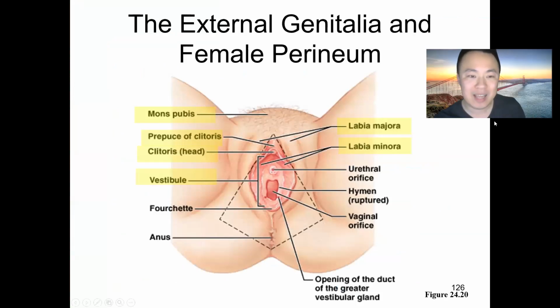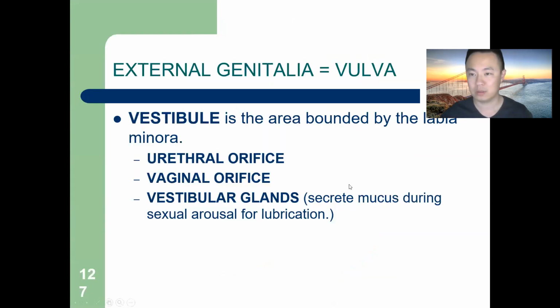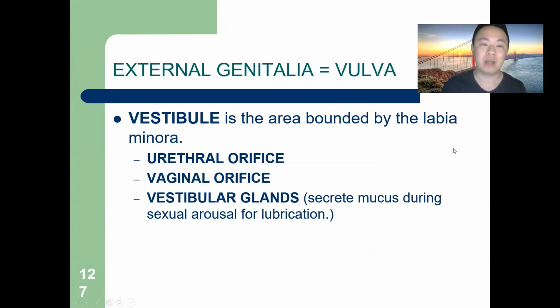Once again, here's the mons pubis. We have the prepuce of the clitoris, or the foreskin, and the clitoris. We have the vestibule, which is this whole piece, and the labia majora and the labia minora on the outer and the inner. Now, the vestibule is an area bounded by the labia minora, which contains the urethral orifice, the vaginal orifice, and the vestibular glands, which secrete mucus during sexual arousal for lubrication.